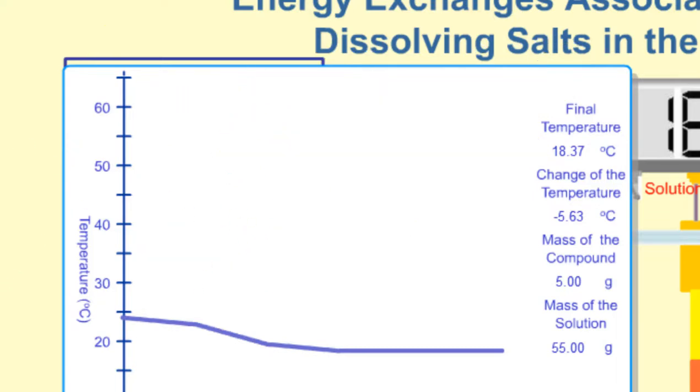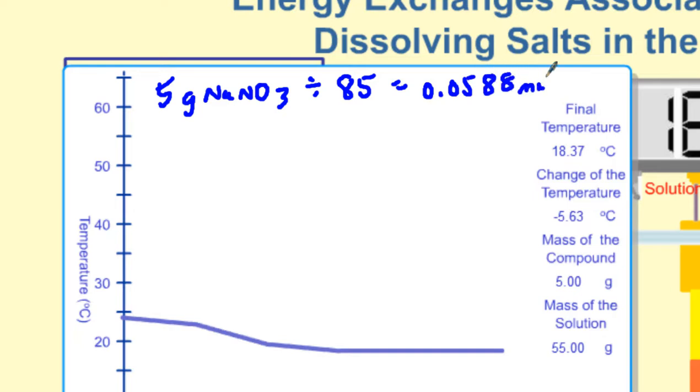Okay, so let's take a look at the math behind this. We had 5 grams of NaNO3. Anytime we have grams, what do we do? We divide by the molar mass. The molar mass of NaNO3 is 85 grams per mole, which leaves us with 0.0588 moles of sodium nitrate.